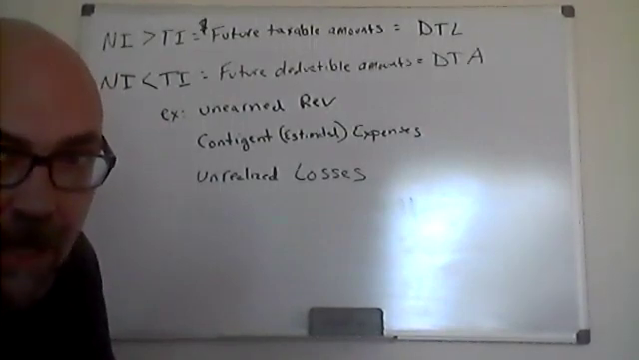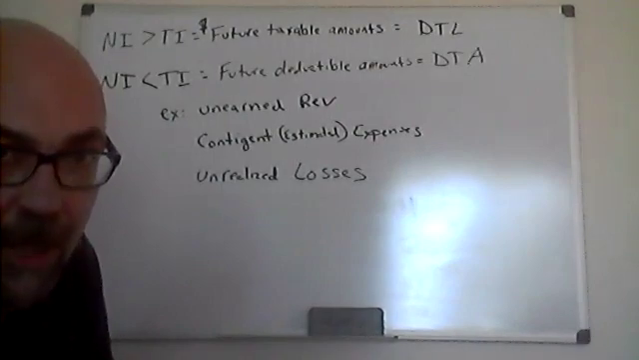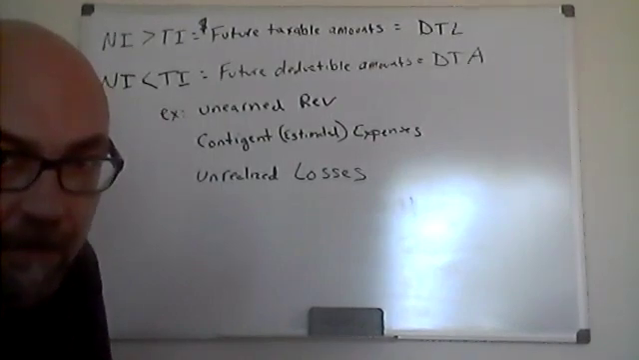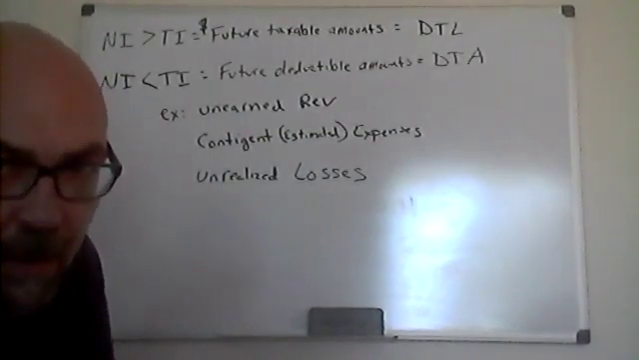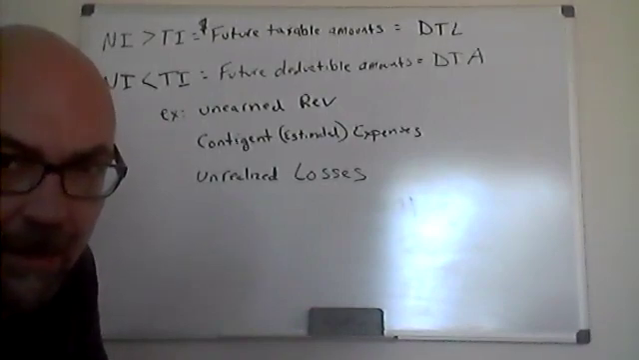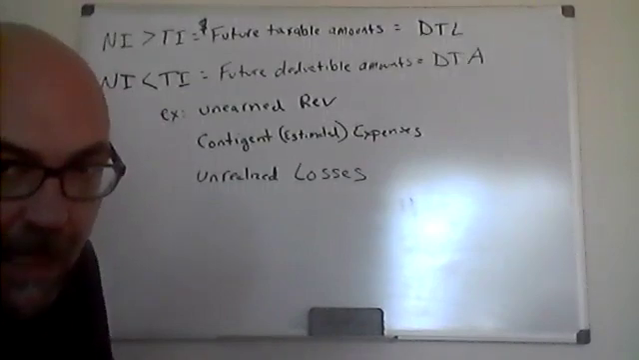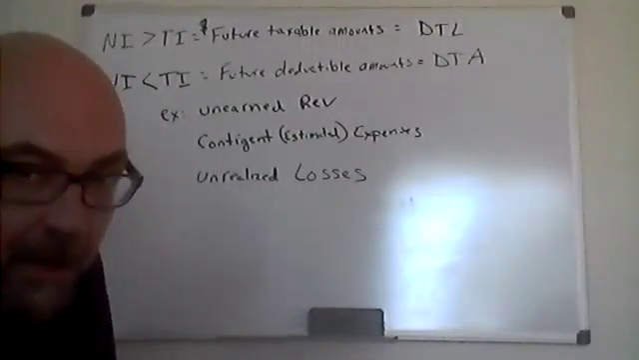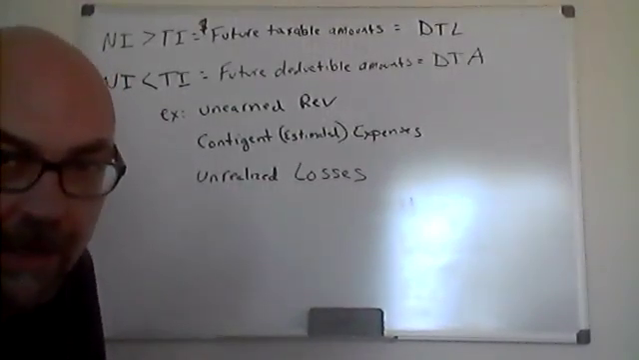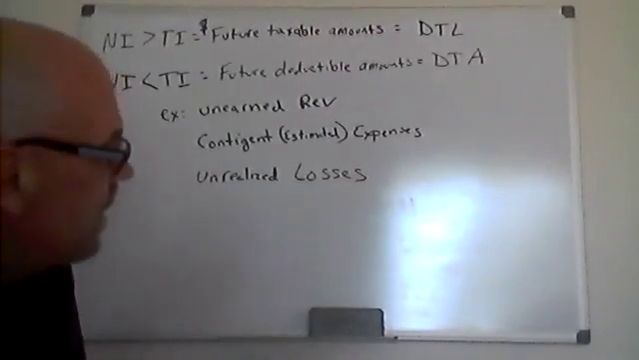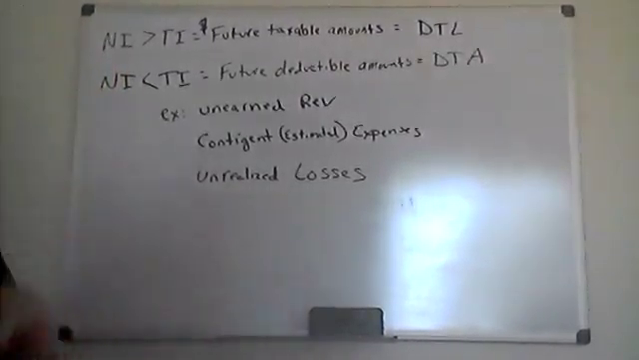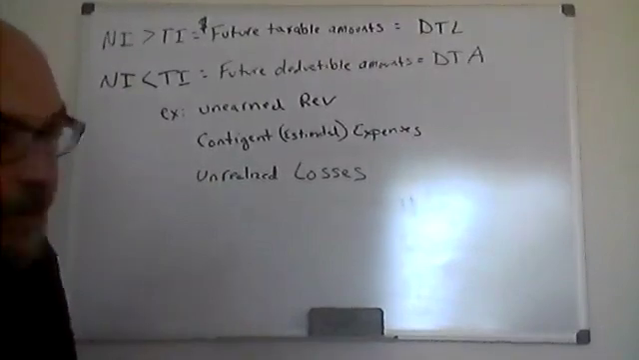Okay, so in the last video we did two examples of deferred tax liabilities. In this one, I'm going to go through an example of a deferred tax asset, and you're going to see that the accounting and the procedure is exactly the same as for the deferred tax liability, only it's going to be on the other side of the journal entries and the T accounts because it is an asset instead of a liability.